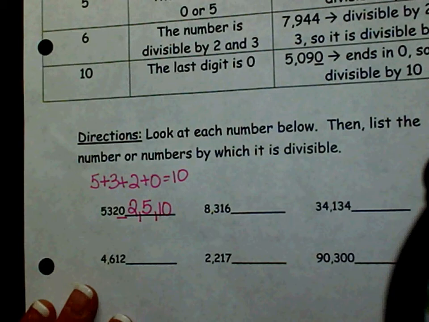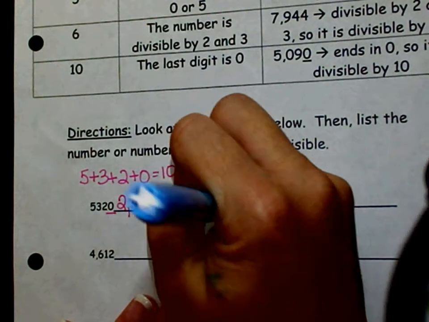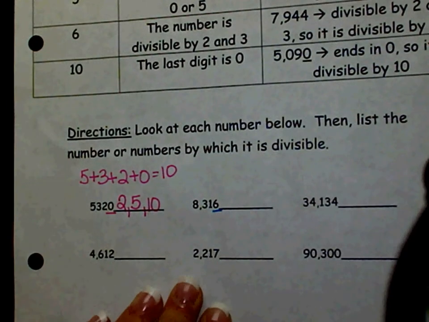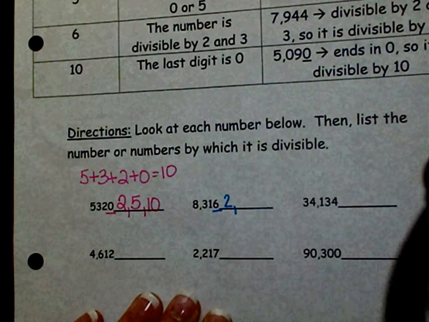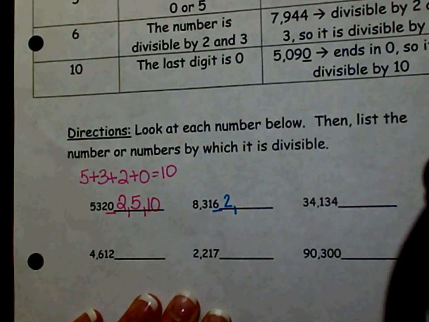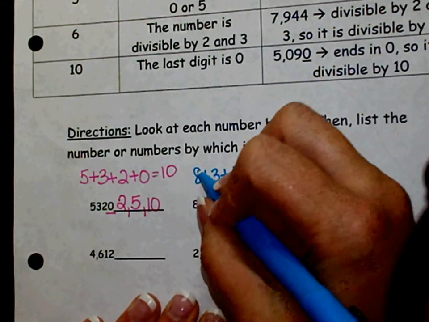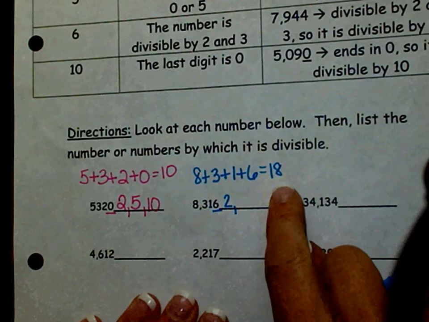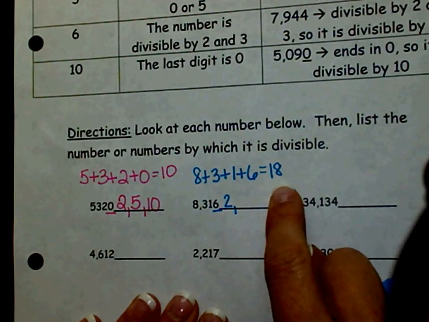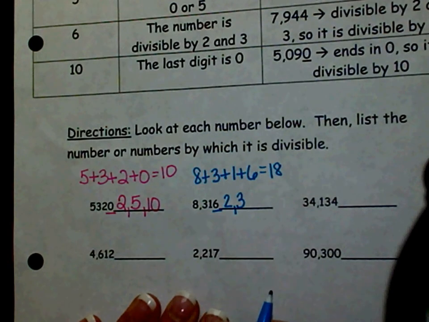Let's try this next one, 8,316. We're looking at the last digit, which just means the ones place. Okay, the rule for 2 says 0, 2, 4, 6, or 8. Yes, it's divisible by 2 because the last digit is a 6. 3 says the sum of the digits is divisible by 3. Let's add them up. 8 plus 3 plus 1 plus 6. 8 plus 3 is 11, plus 1 is 12, plus 6 is 18. 18 is divisible by 3. You can divide that by 3. That means that yes, 8,316 is divisible by 3.